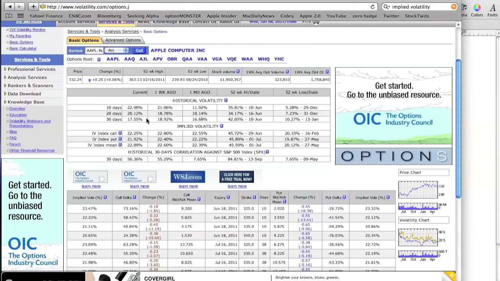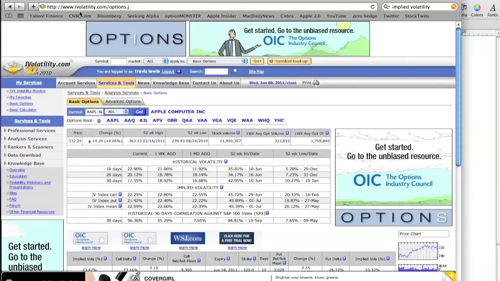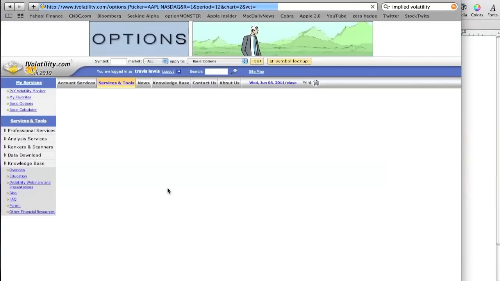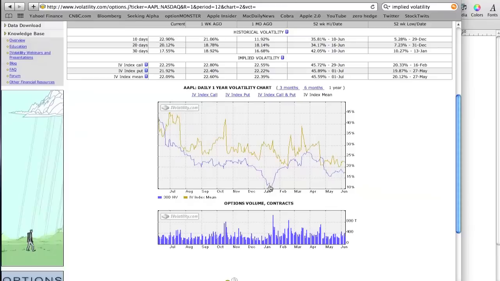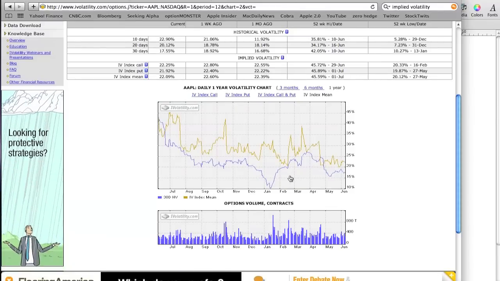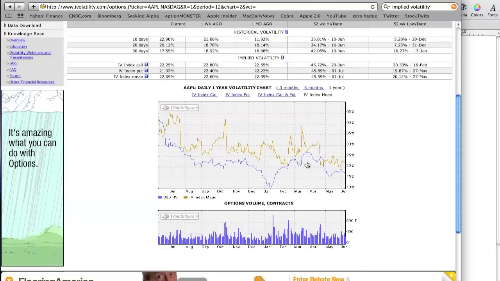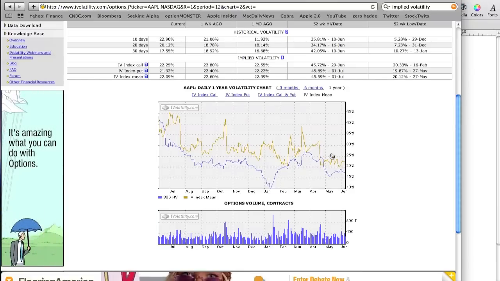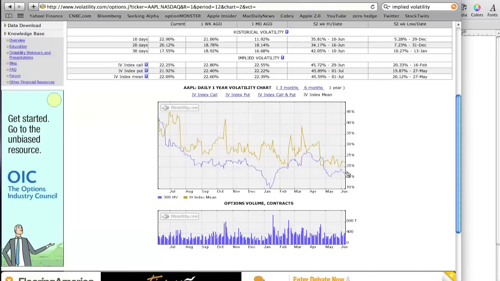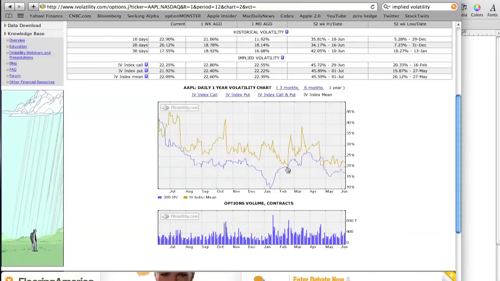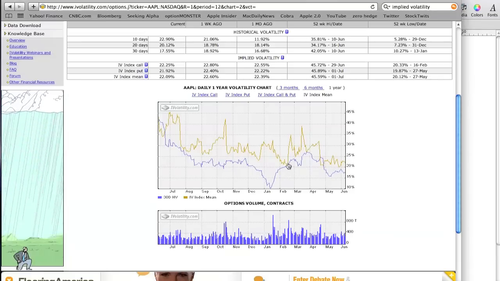Real quick while I'm on it, this is a good website. This is iVolatility.com for calculators and whatnot. Here is a volatility chart of what it looks like. This blue is historical 30-day. The gold is implied volatility, or looking forward 30 days. So right here, this blue line was what happened, what was realized the past 30 days. And this right here at that time was looking forward to 30 days.